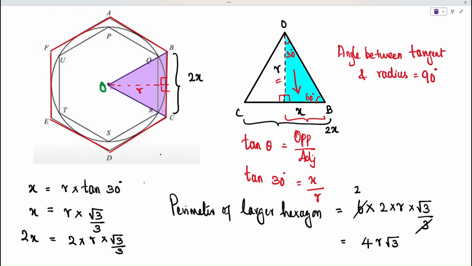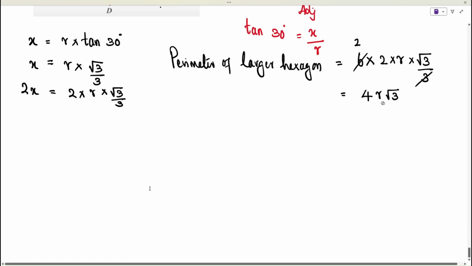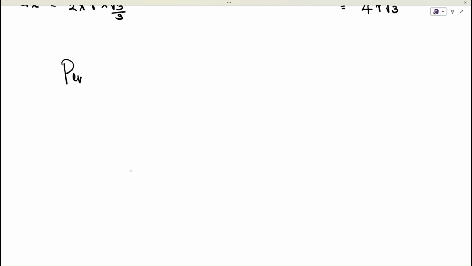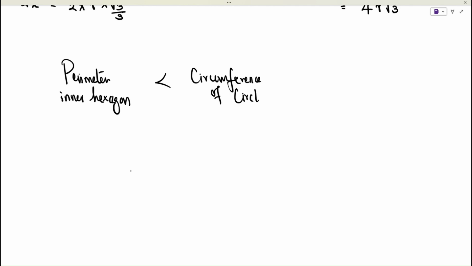Now this is our perimeter for our larger hexagon, but from the initial question, we still have to form our inequality using these perimeters. So, as we know, the perimeter of our smaller hexagon is smaller than the circumference of our circle. And we know the circumference of our circle is smaller than the perimeter of the larger hexagon, or the outer hexagon. This is shown clearly by the diagram.